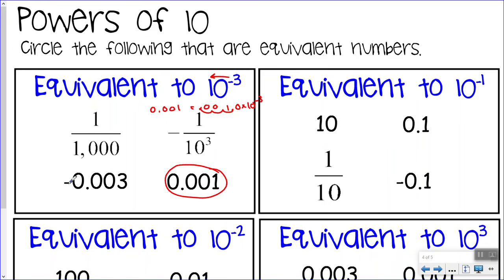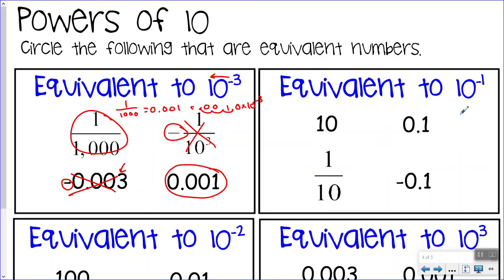This answer has 2 things wrong with it. It's negative, and it's got a 3. Remember that powers of 10 will only be positive, and they will only have 0s and 1s. So this is out. Likewise, this answer has a negative sign in front, so that's not good. If we're 3 spaces away from the decimal point, that is the thousandth place. So I have 1 over 1000, which is also equivalent to this answer. We'll take a look at the next one.